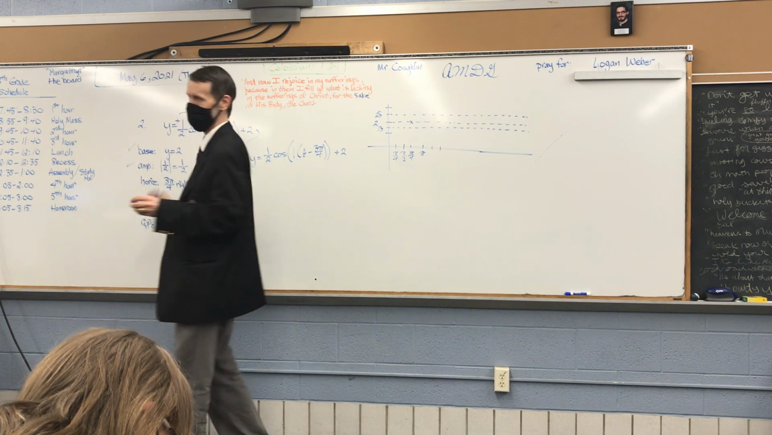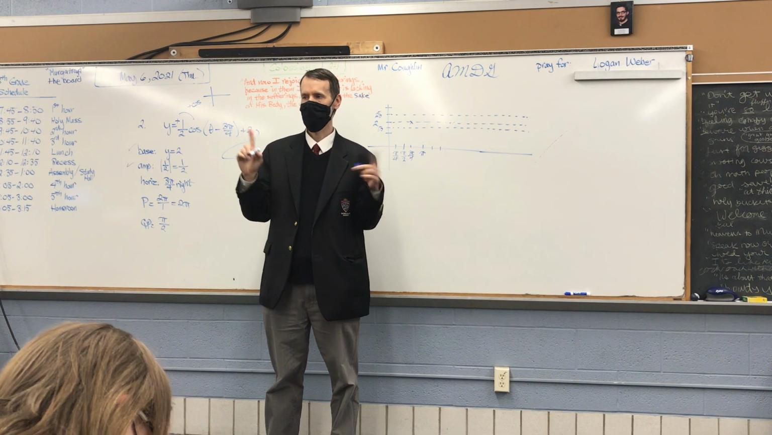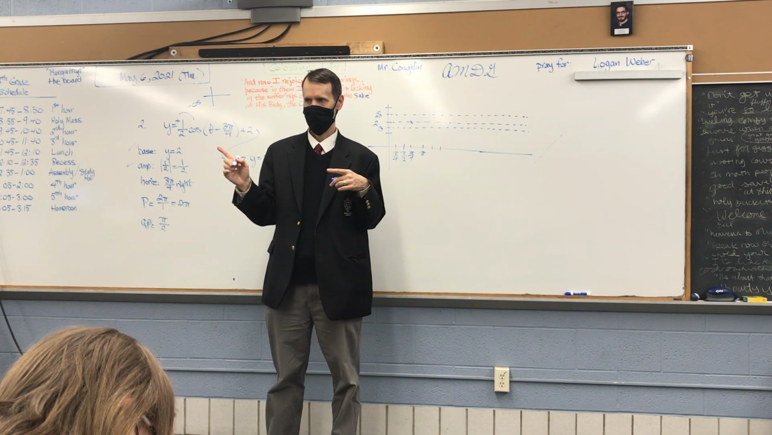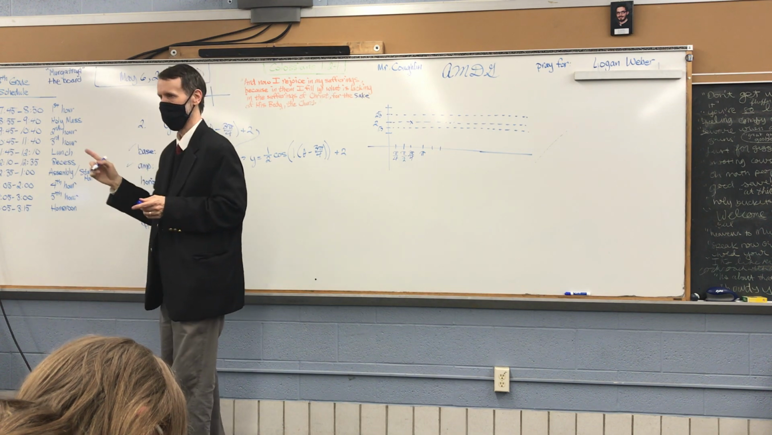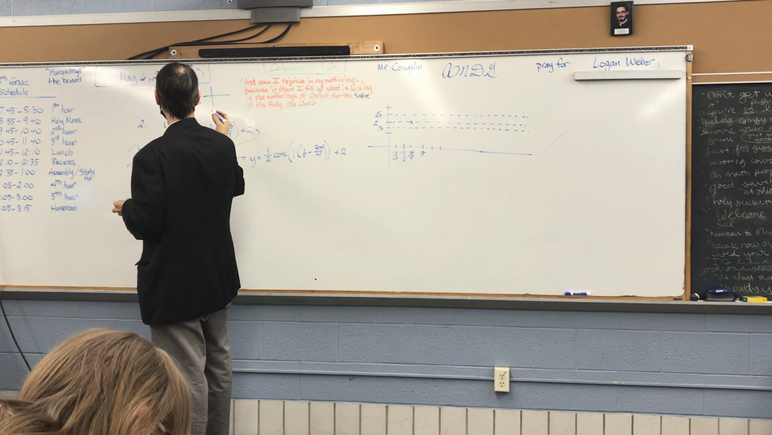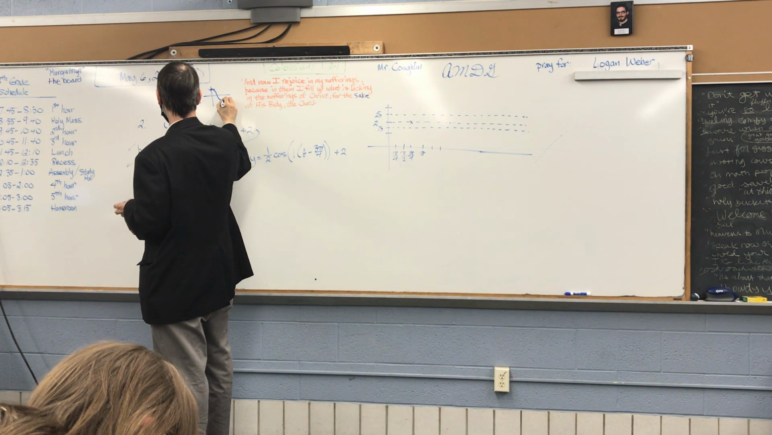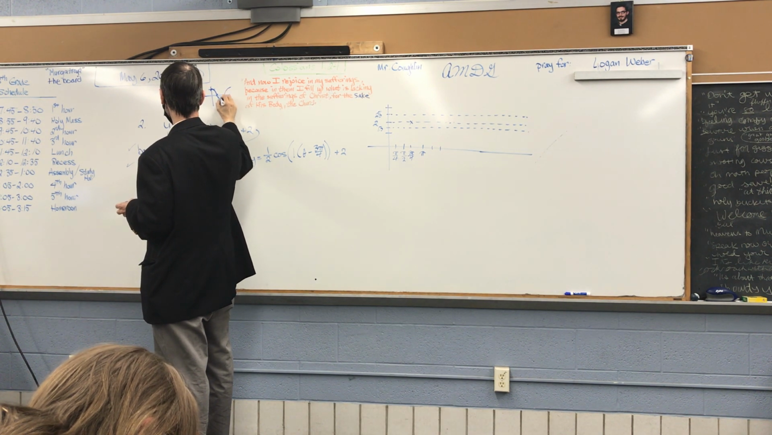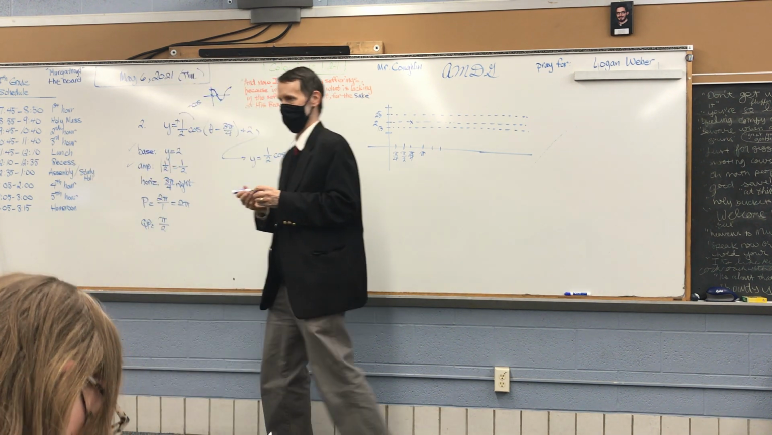Can anybody tell me what a positive cosine graph always looks like? Starts where, goes where? Where does the positive cosine graph start and where does it go? Starts at the max. And goes to the base, and then to the min, and then base and back to the max. Correct.